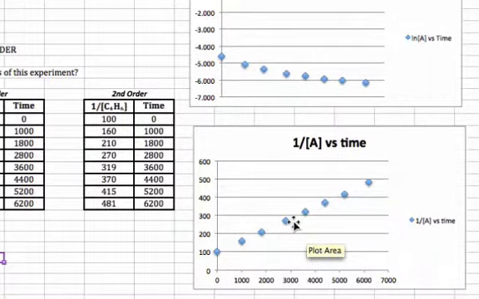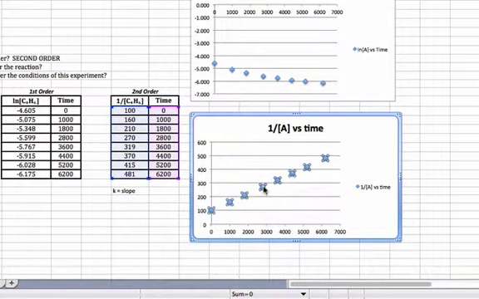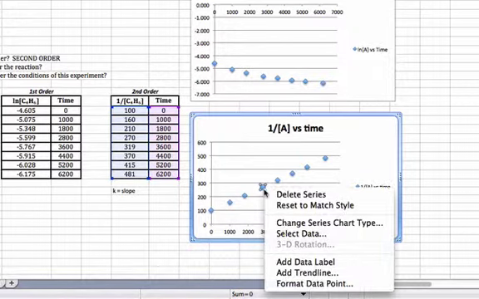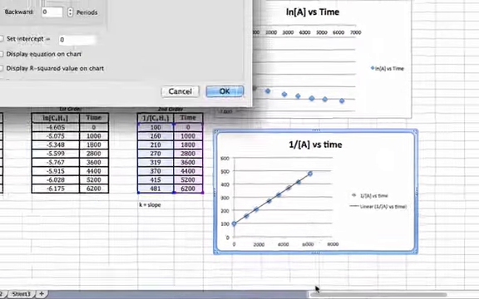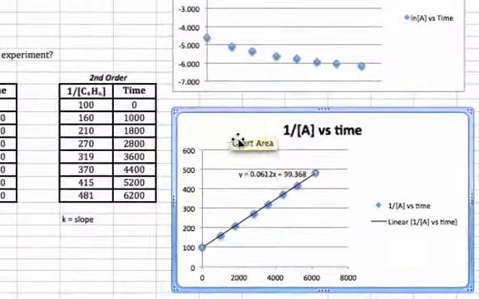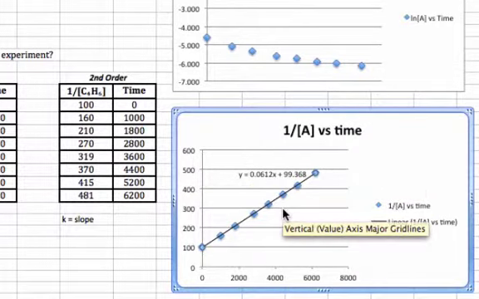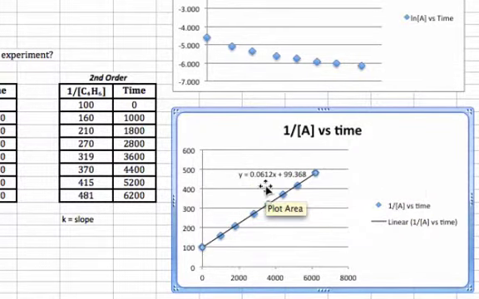With a second order reaction, we said that k is equal to the slope of the line. So if I'm in Excel or some other graphing program, I can add a trend line. When I add a trend line, I have the option of displaying the equation on the chart. I click OK, and when I zoom in, we have y equals mx plus b form, and there's my slope.